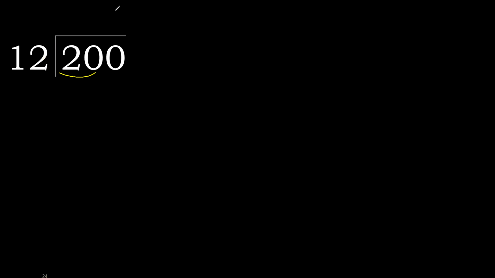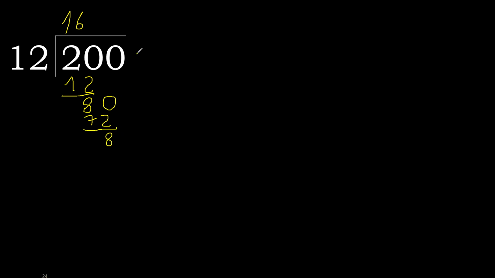24 is greater. Multiplied by 1 is 12, which is not greater. Okay. Subtract. Next, bring down 80. 12 multiplied by 8 is greater. Multiplied by 7 is greater. Multiplied by 6 is 72, which is not greater. Okay. Subtract.